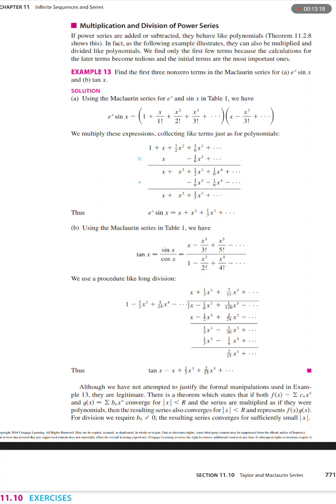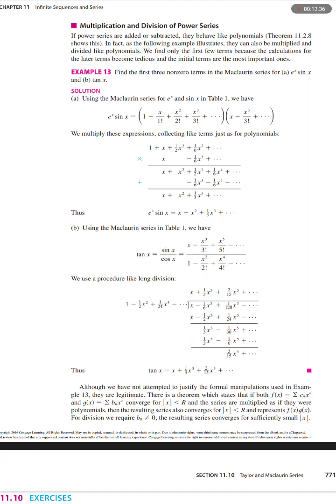Thus tangent x equals x plus 1 over 3 x cubed plus 2 over 15 x to the 5th power plus ellipsis. Although we have not attempted to justify the formal manipulations used in Example 13, they are legitimate.